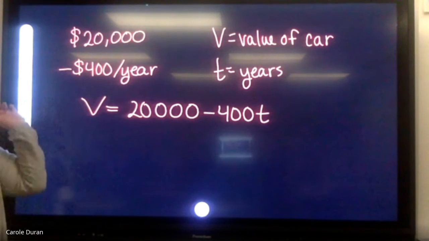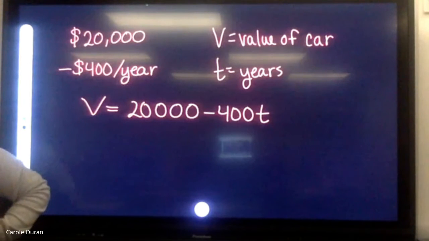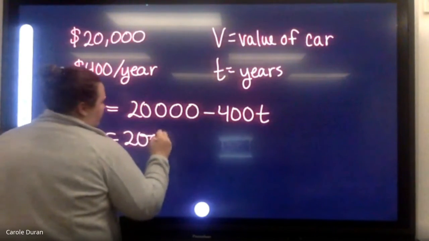Okay. What am I trying to find the value of? What value am I looking for in the end for this problem? 0. So then I set this equal to 0.